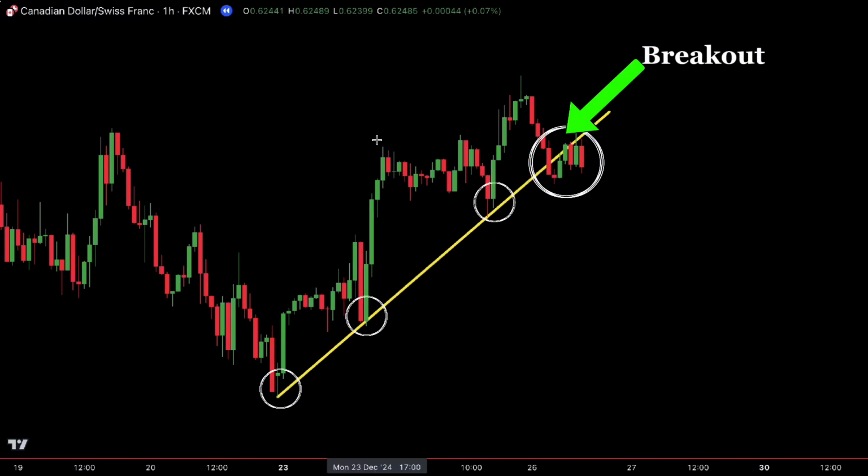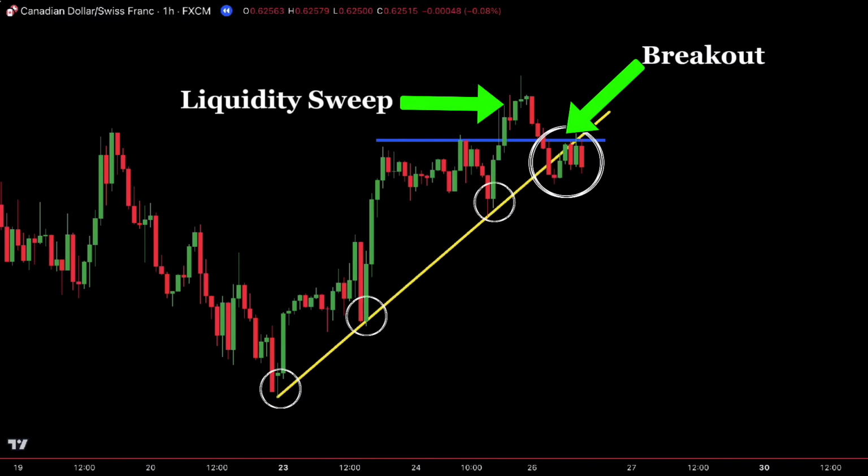Recognizing liquidity sweeps on higher time frames can signal market reversals, providing crucial information for traders. This knowledge assists in confirming trade setups and predicting market direction.